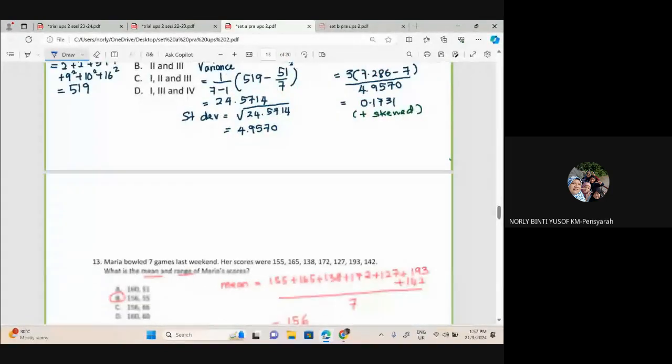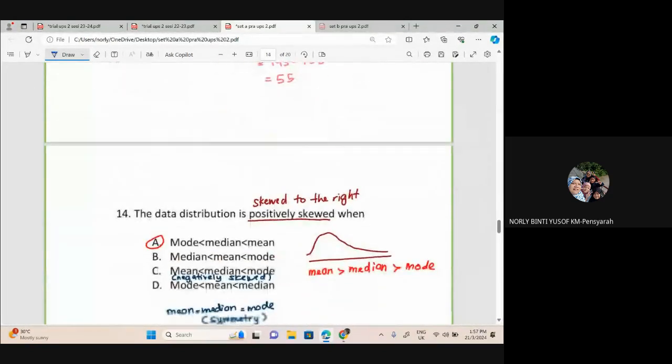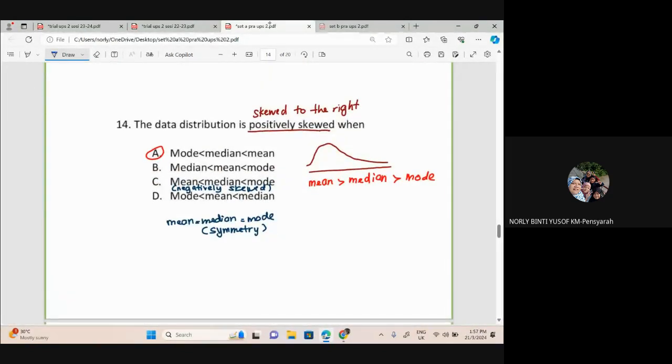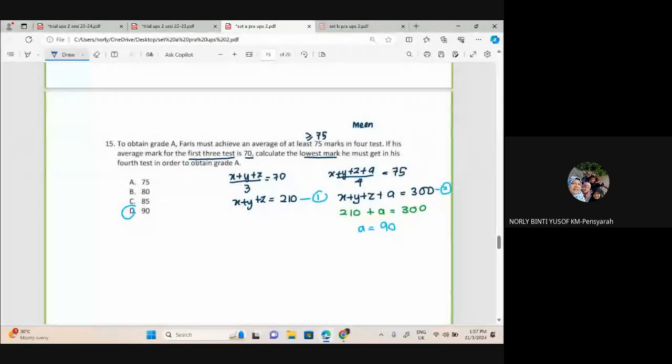So itu soalan 12. 13 pun sama. Soalan tanya mean dengan range untuk Maria's cost. So you total up dapat mean dia 156. Range adalah konsep statistik. Higher value tolak lowest value. Okay, untuk dapat range dan sama juga konsep ni ulang. So positively skewed, konsep dia adalah you punya mean lagi besar lah. So kat mana konsep dia yang mean lagi besar? So A lah kan. Ni ulang lah konsep tu, memang favourite lah soalan itu.